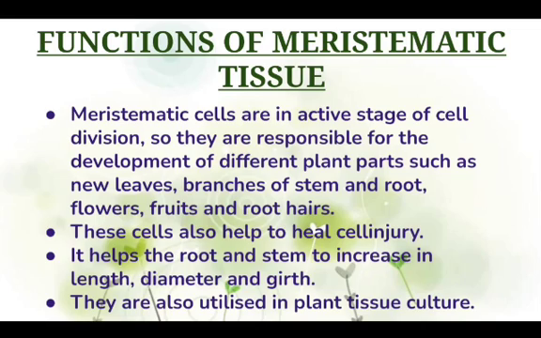Okay, and then it helps the root and stem to increase in length, diameter, and girth. These meristematic tissues are found in the growing root and stem part, so they increase the length, diameter, and girth of the root and stem. And then the last point is they are also utilized in plant tissue culture. Plant tissue culture is an artificial method in which these meristematic tissues are used to produce new plants.